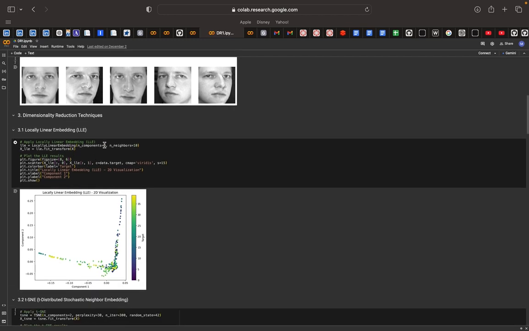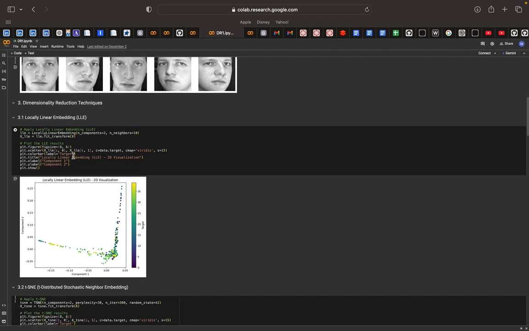Right here we are starting with the dimensionality reduction techniques, and the first one is locally linear embedding. In this block, we are using LLE to reduce the dimensionality of the dataset to 2D. LLE preserves the local neighborhood relationships of the data points. The resulting plot shows clusters where similar faces are grouped together.